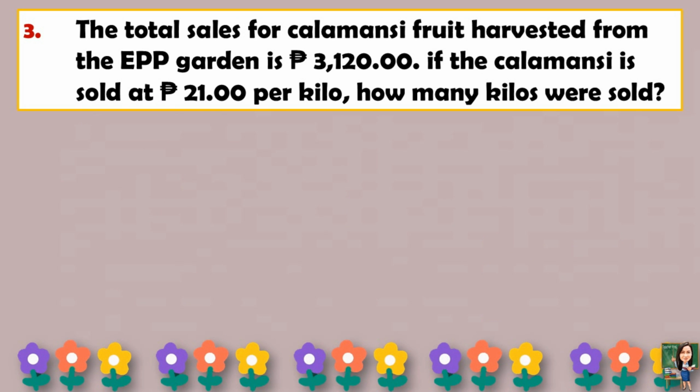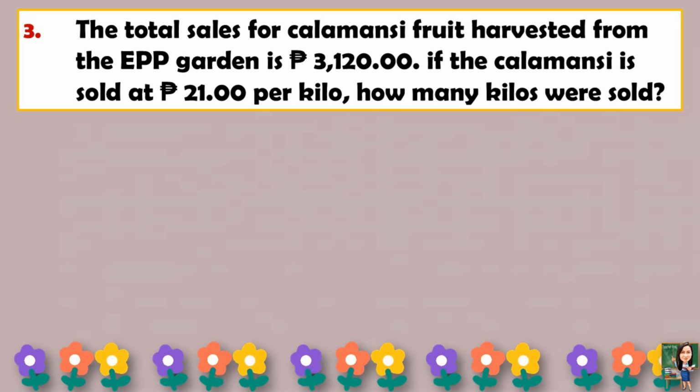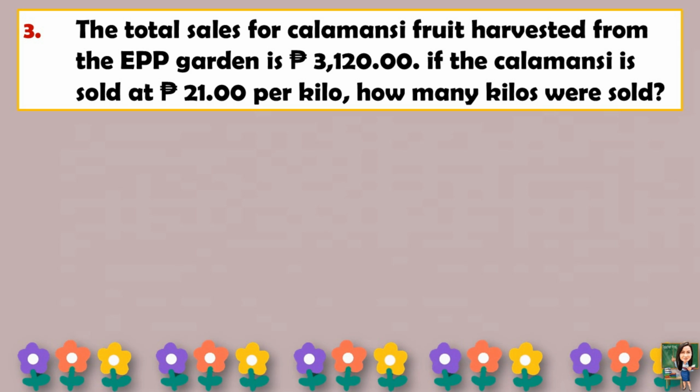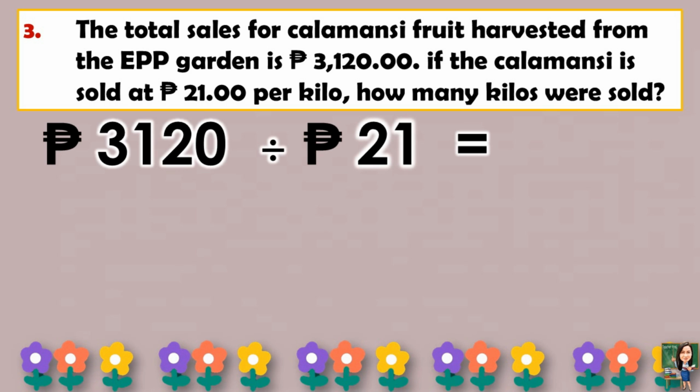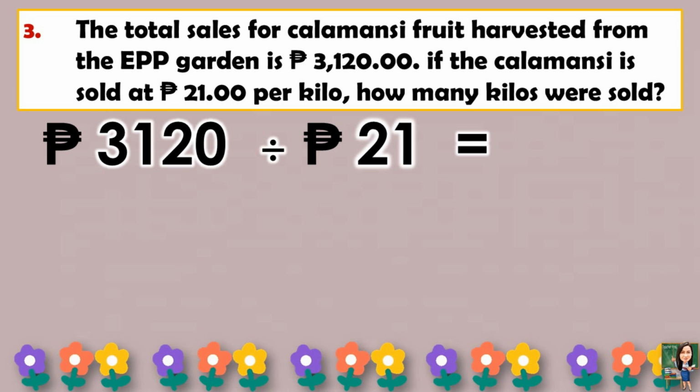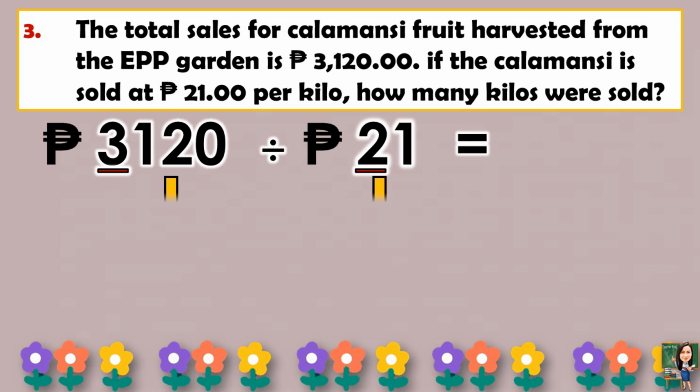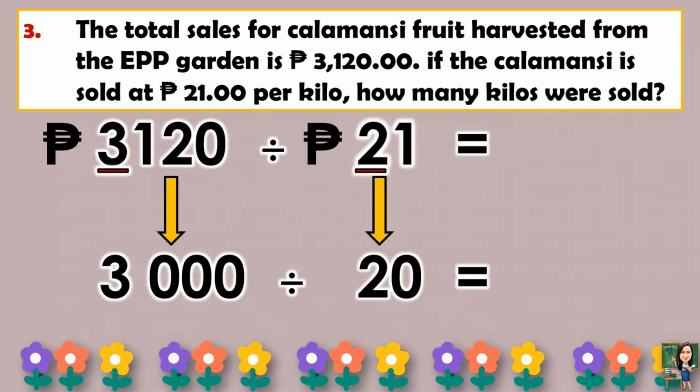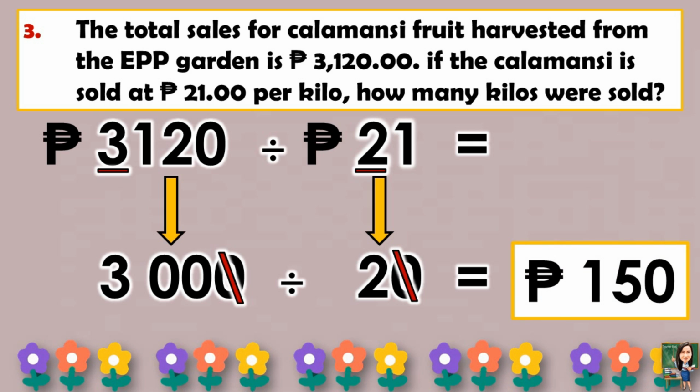Number 3. The total sales for calamansi fruit harvested from the EPP garden is 3,120 pesos. If the calamansi is sold at 21 pesos per kilo, how many kilos were sold? The given is 3,120 divided by 21 pesos equals. So the highest place value of the dividend is 3 and the divisor is 2. Then round off. 3,120 is rounded down to 3,000 and 21 is rounded down to 20. And then use the cancellation method. So 300 divided by 2 equals. Very good! The answer is 150.